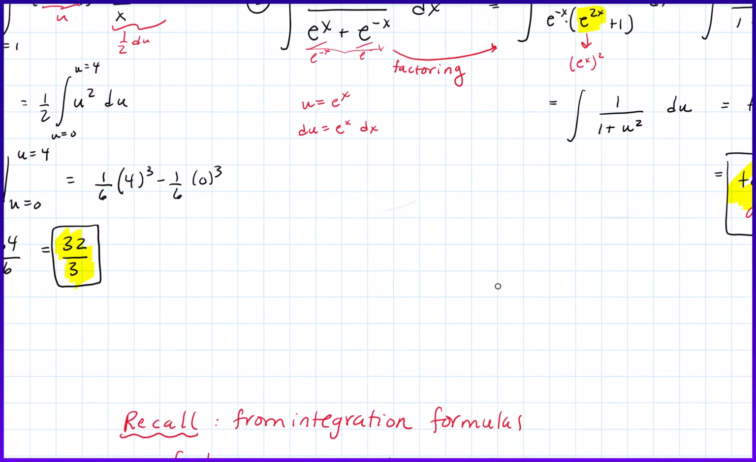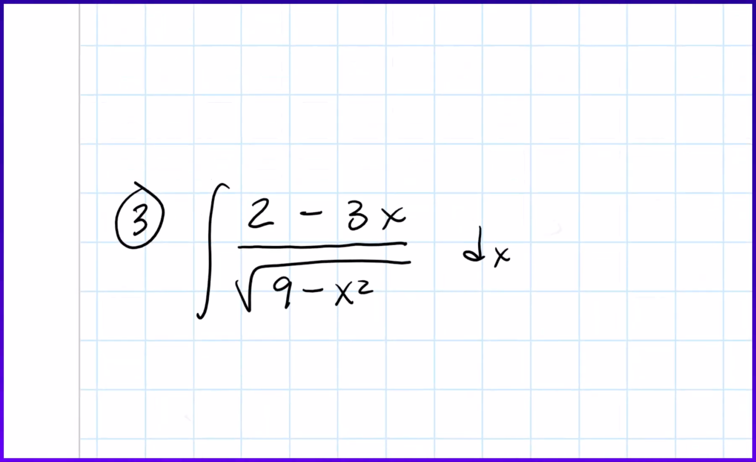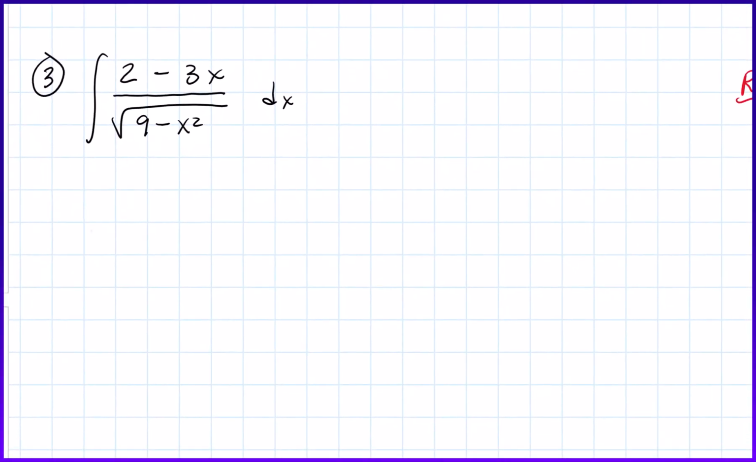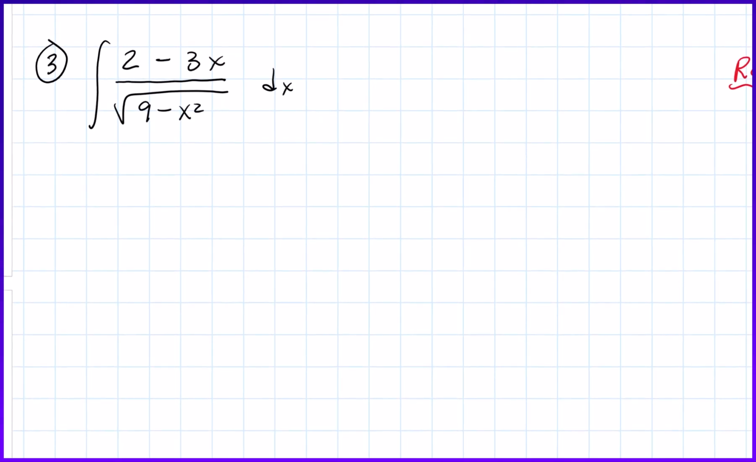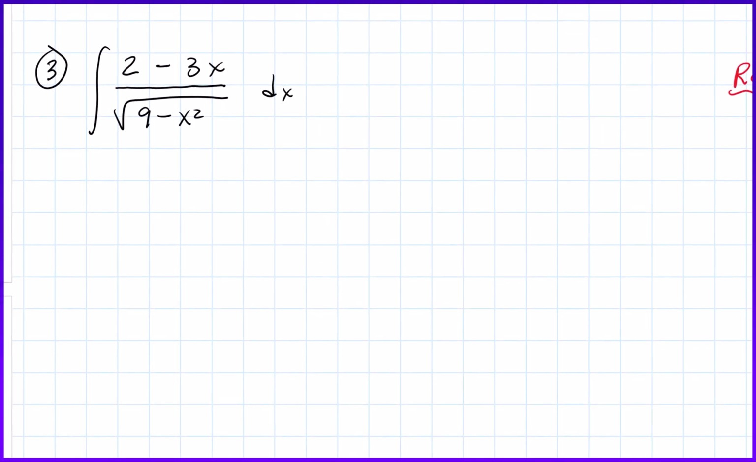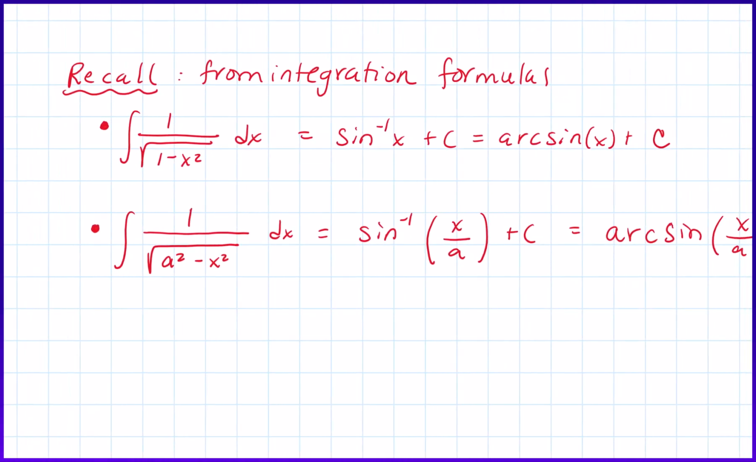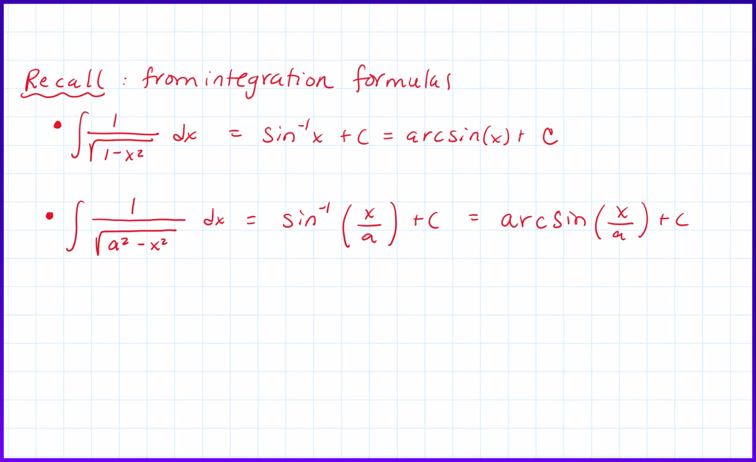Okay, let's keep going. Let's take a look at this guy. And I do have a little recall over there, but I'll keep that off the screen for just a second. Okay, so I look at this function and I think to myself, man, that 9 minus x squared under a square root looks an awful lot like an inverse sine. And I wrote two of our inverse sine functions over here from our integration formulas as a little recall. We know those. We certainly know the first one. The second one we're going to need to get a little bit more comfortable with.